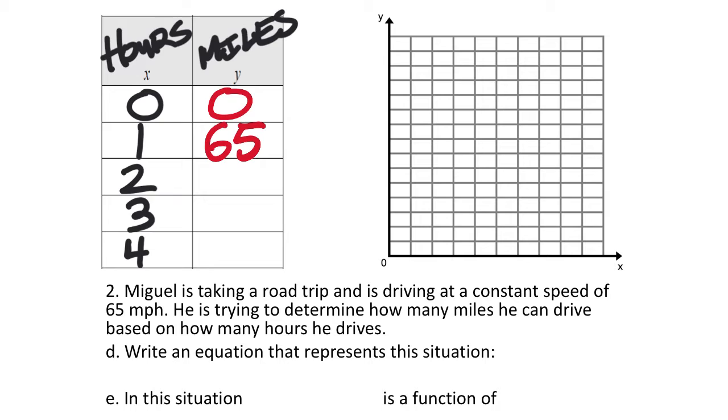Now for 2 hours, he's going to go another 65. So 65 plus 65 is going to give us 130. And then if he goes another hour, that's 3 hours. So 130 plus 65, 195. And then finally 4 hours, that's another 65 miles. So that's 260 miles in 4 hours.